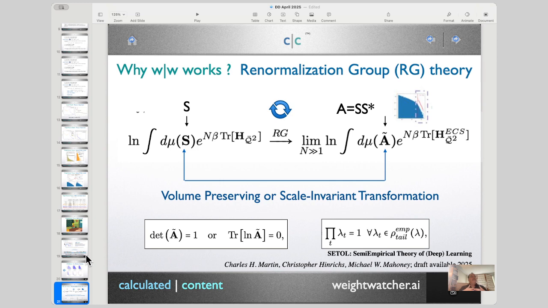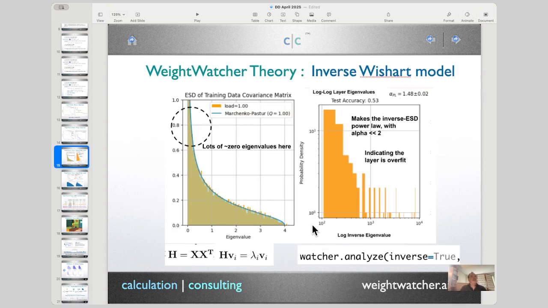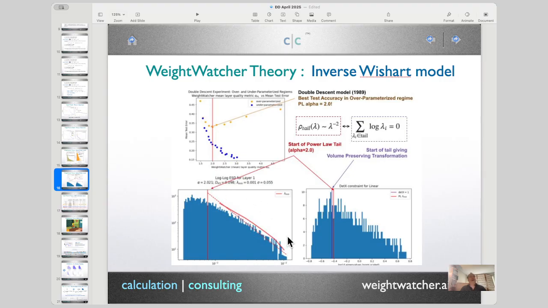You have this idea that this inverse Wishart matrix you can use as a model for renormalization group. And in fact, you get these two conditions, that alpha equals 2 and the trace log is 0. Does that help?